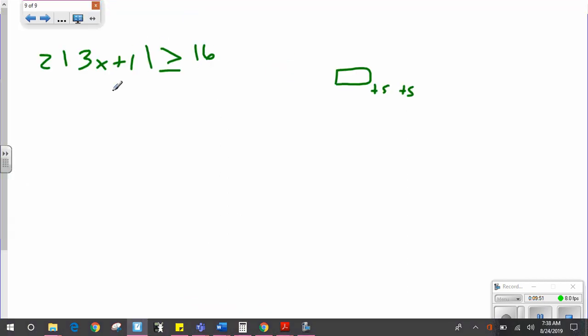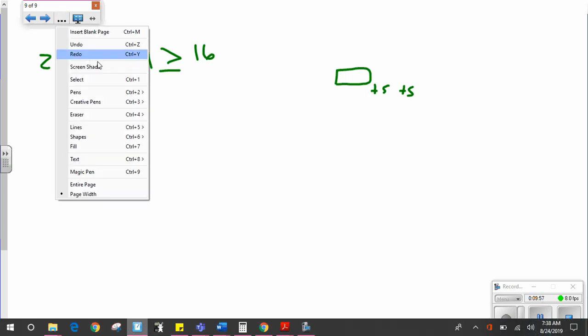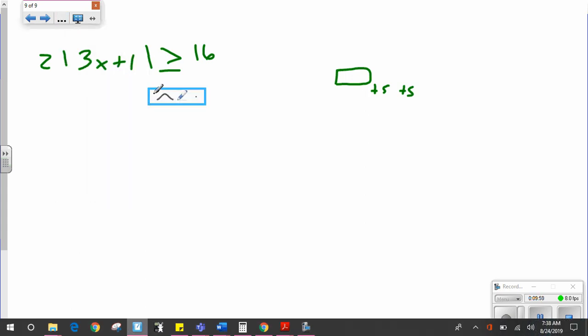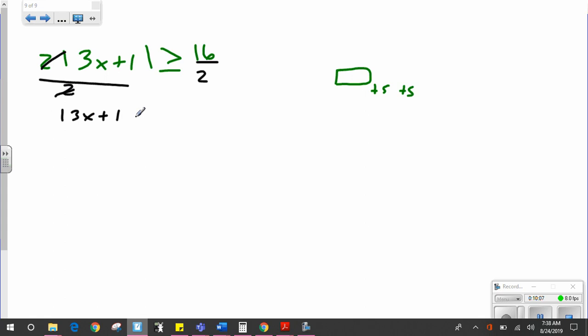We're good now. But again, we still have to take care of getting rid of the 2. So I would divide both sides by 2, which would give me the absolute value of 3x plus 1 is greater than or equal to 8.